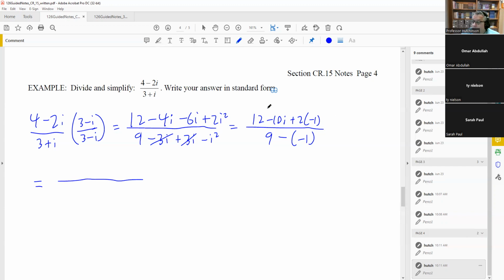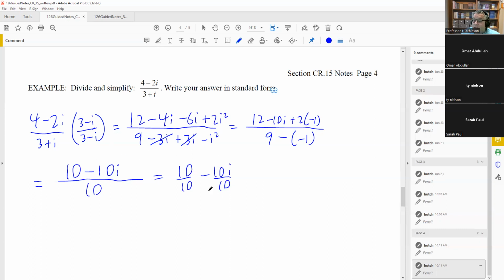So this is 12, and then we have minus 2 here. So we're going to get a 10. So 10 minus 10i. On the bottom, we did that already, and we're going to get a 10 down here. So we can now divide everything on top by the bottom. So we're going to split this up and make it two separate things.